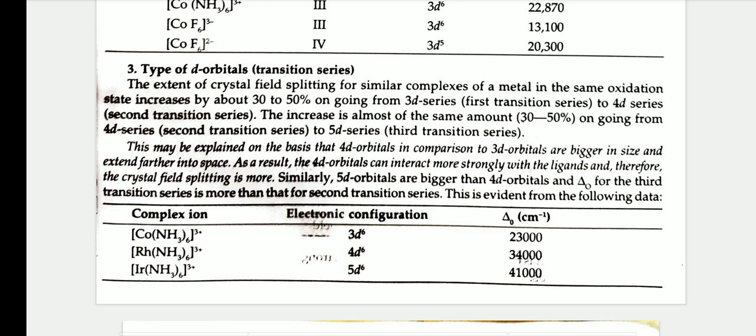The extent of crystal field splitting for similar complexes of a metal in the same oxidation state increases by about 30 to 50% on going from the 3d series to the 4d series. This increase is almost the same on going from the 4d series to the 5d series. This may be explained on the basis that 4d orbitals, in comparison to 3d orbitals, are bigger in size and extend further into space. As a result, the 4d orbitals can interact more strongly with the ligands and therefore the crystal field splitting is more. Similarly, 5d orbitals are bigger than 4d orbitals and delta O for the third transition series is more than that of the second transition series.